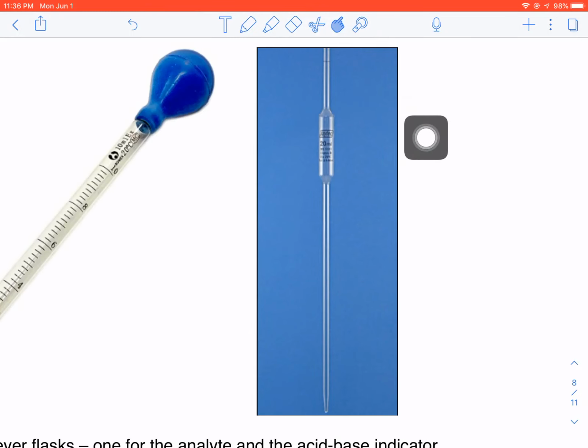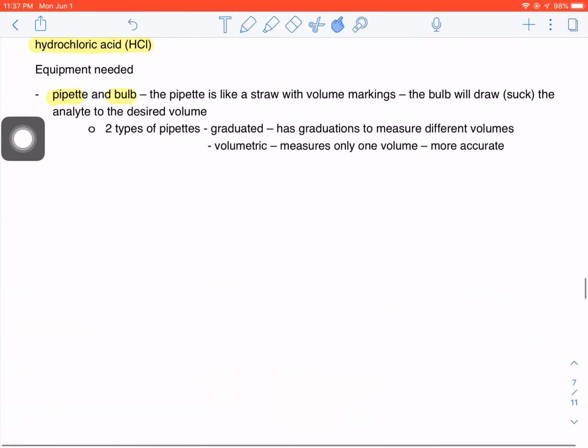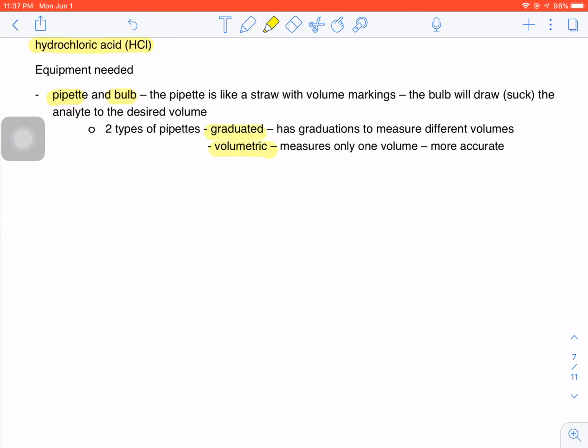The reason this is much more accurate than the graduated pipette is how skinny it is at the top. It's got a big chamber up here for getting most of the volume, but then it gets really skinny up here, so I can very accurately determine when I'm at exactly 20.00 milliliters. So this is called a volumetric pipette, that's called a pipette bulb, and this is my graduated pipette. So I'm going to need either a graduated pipette or a volumetric pipette, and I'm going to need a bulb. Again, the bulb will draw the liquid up the pipette.